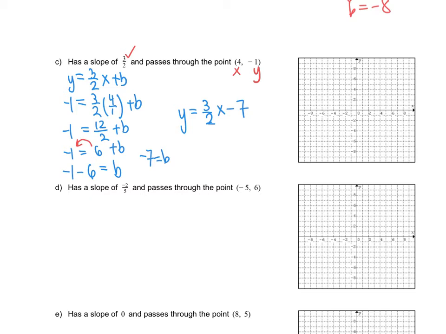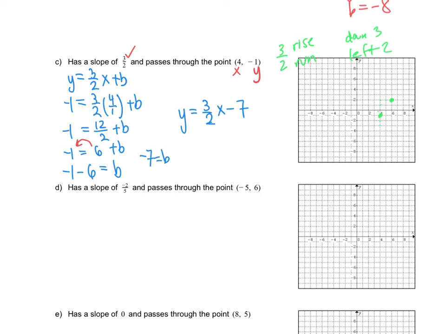Our point is 4, -1. Here it is. And our slope is 3/2, which means I want to rise 3, run 2. Now, if I do that and I go up 3 and then to the right 2, I'm getting further away from my y-axis, so that's not doing me any good. So I'm going to change both directions. Instead of going up 3, I'm going to go down 3. And instead of going right, I'm going to go left 2.